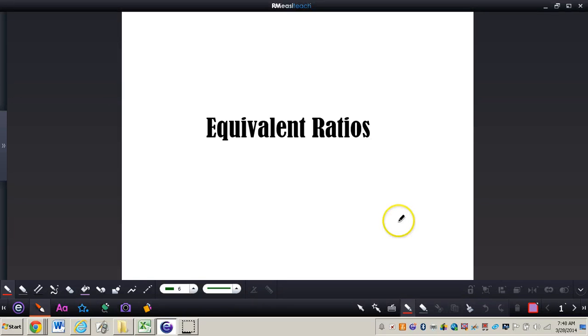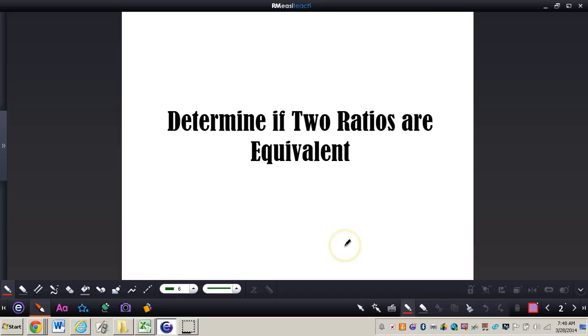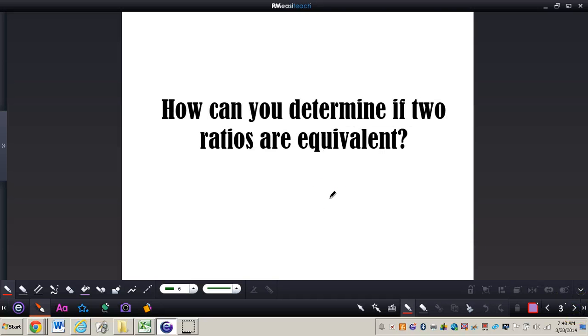In this video, we are going to be taking a look at equivalent ratios. Now, the goal for today is to determine if two ratios are equivalent. And the essential question that we are going to be focusing in on is how can you determine if two ratios are equivalent? Now, we are going to take what we know about reducing fractions and equivalent fractions and use that information to help us determine if ratios are equivalent or not.